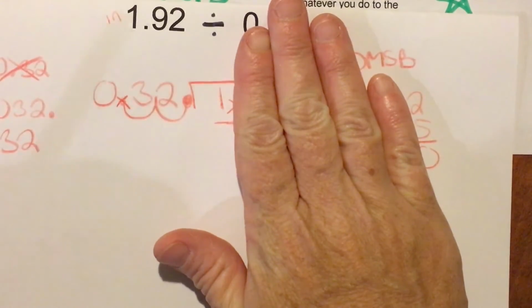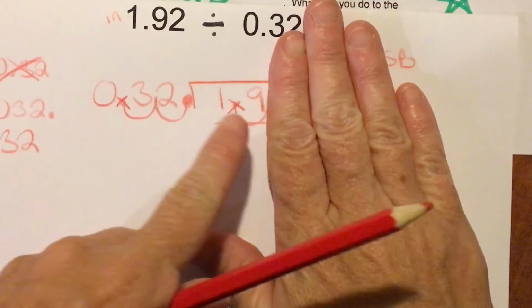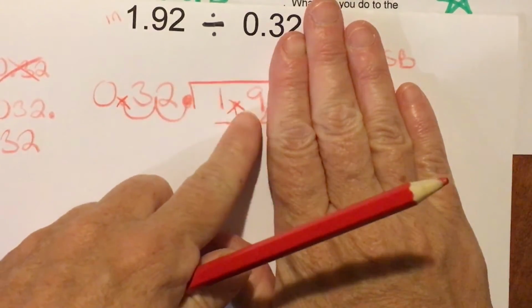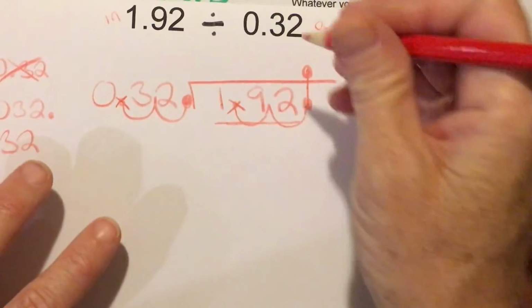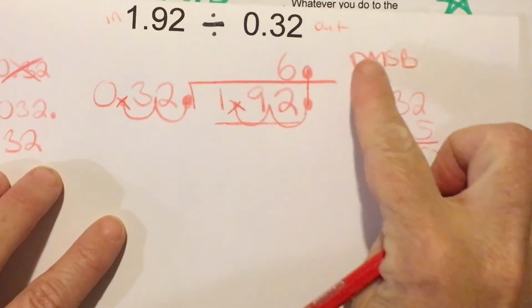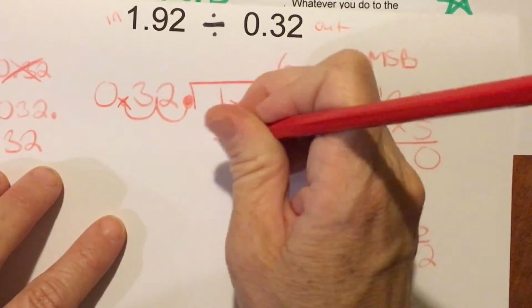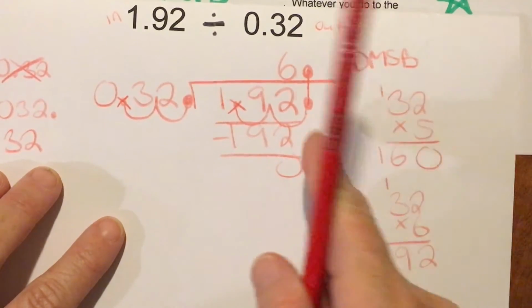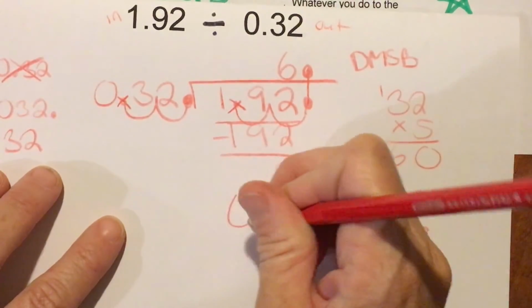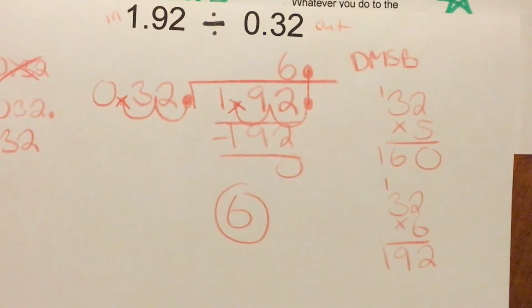But where does the 6 go? Remember, it can't go there because then that means 32 fits into 1 6 times. Can't go here because that means 32 fits into 19 6 times. So it needs to go right here. And that was my division. When I multiply, I get 192. When I subtract, I get 0, and there's nothing to bring down. So my answer is just 6 decimal, which is the same as 6. Okay, let's try some together.